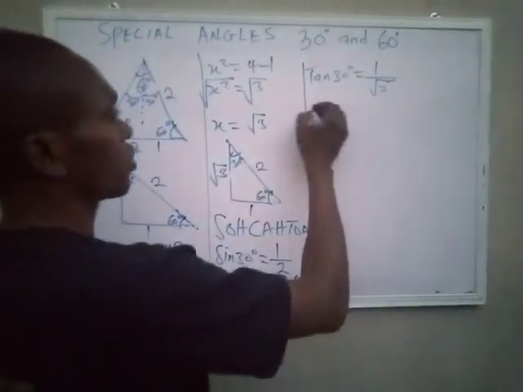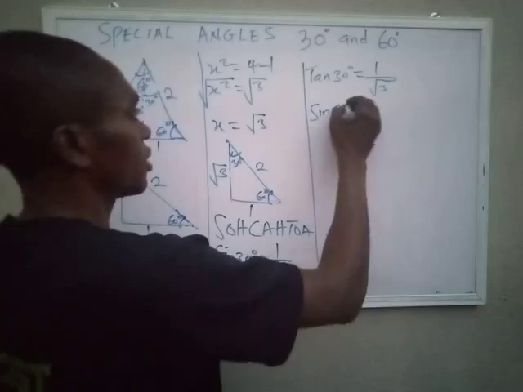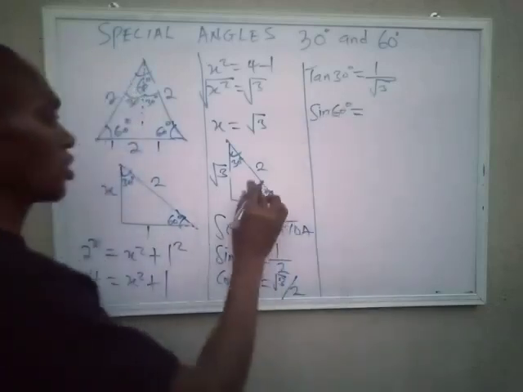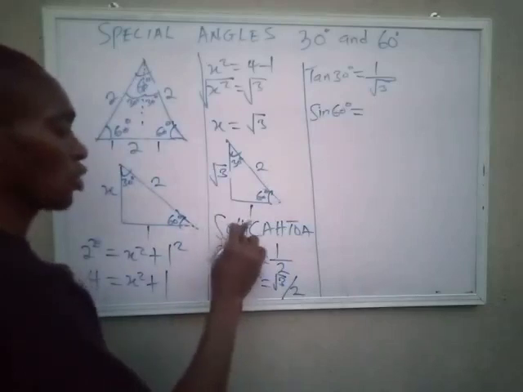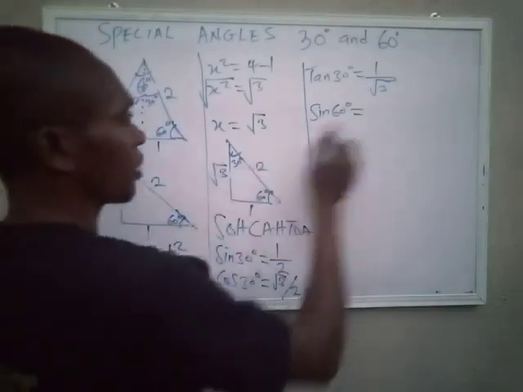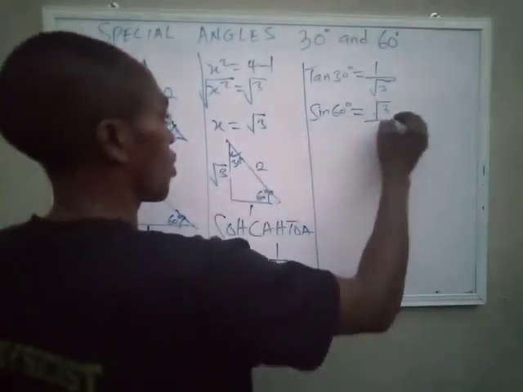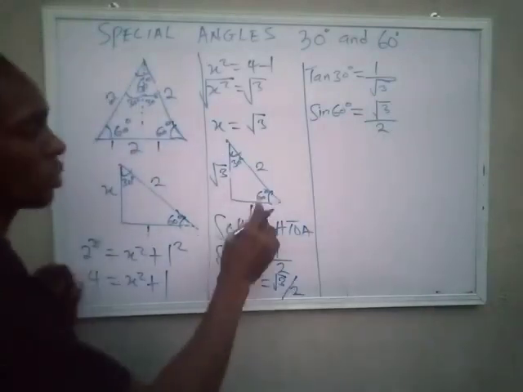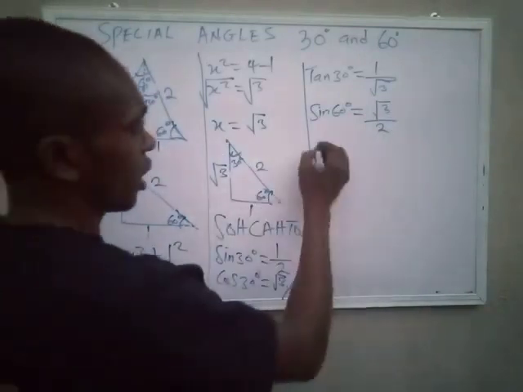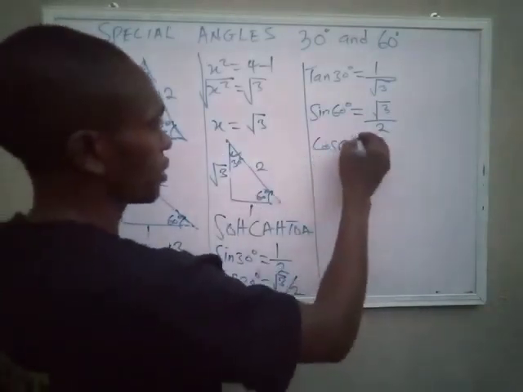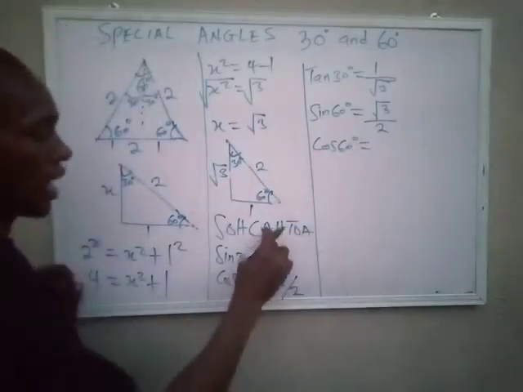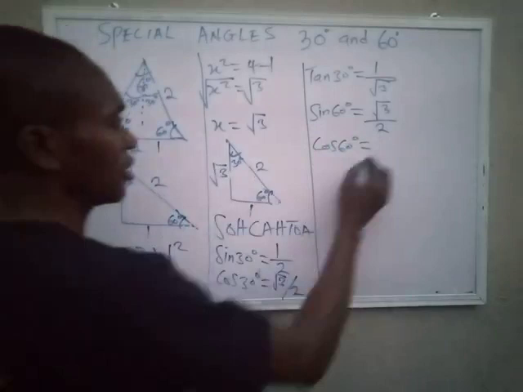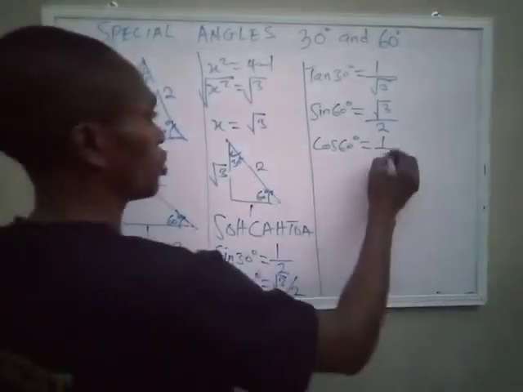You can also be asked to look for sine 60 degrees. Sine 60 degrees, we are considering this is opposite. Don't forget, sine is opposite over hypotenuse. So root 3 over 2. You can also be asked to look for cos 60 degrees. When looking for cos 60 degrees, cos is adjacent over hypotenuse. So adjacent is 1, hypotenuse is 2.